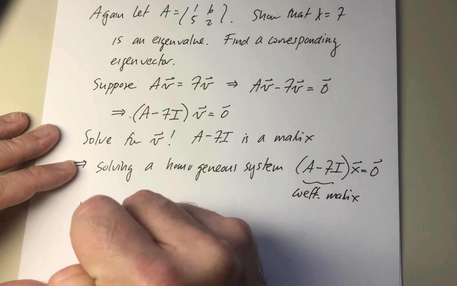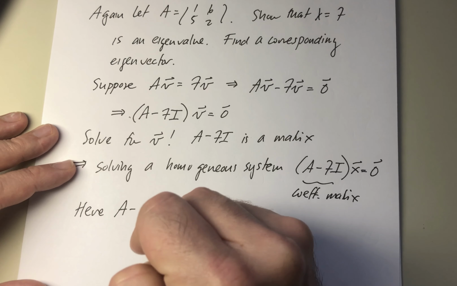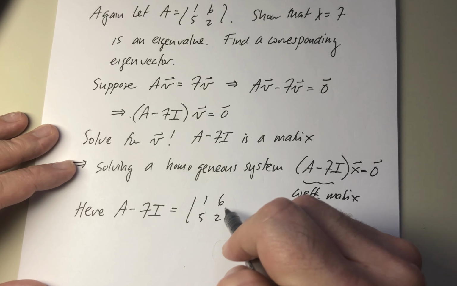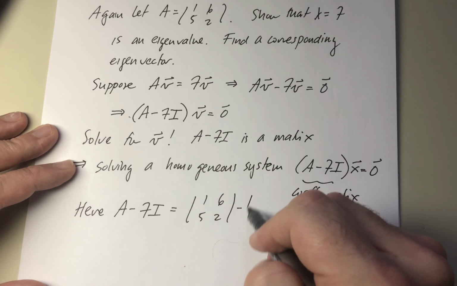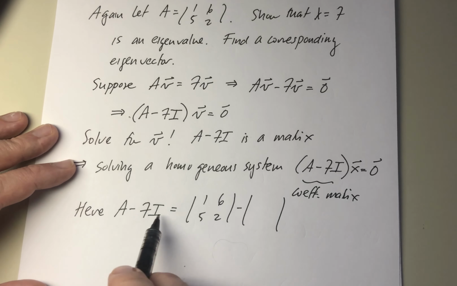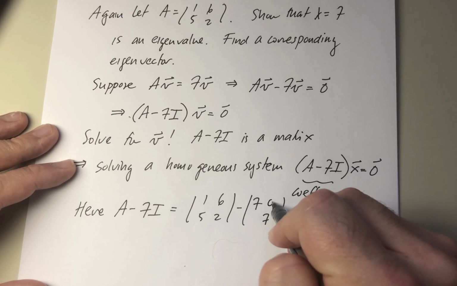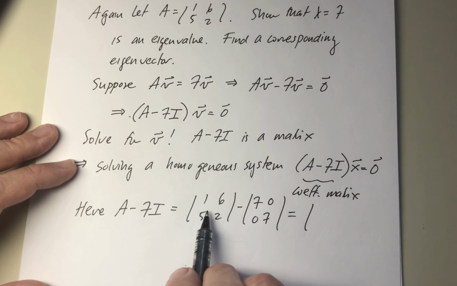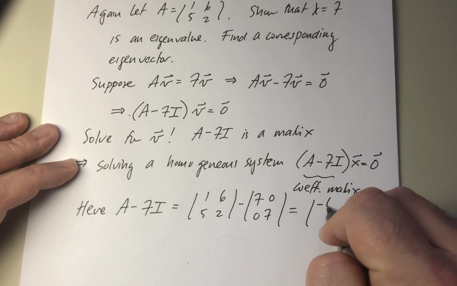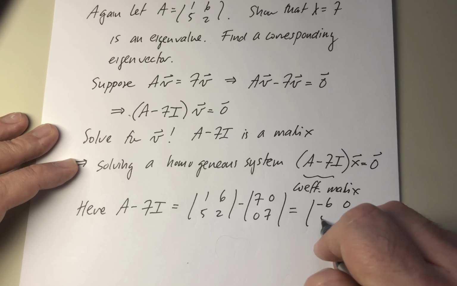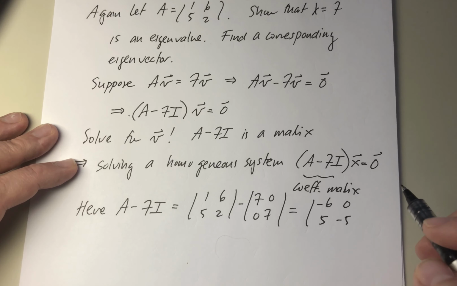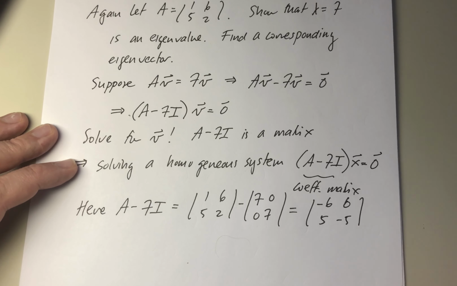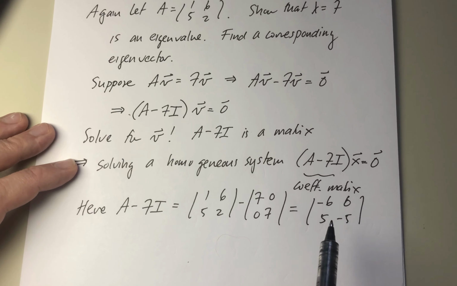In this example, what is A minus 7I? Well, A is up there, it's 1, 5, 6, 2, and 7I is, again, 7 times the identity, so it's 7, 7 on the diagonals. And so what you get, the coefficient matrix, will be, let's see, this is coordinate-wise subtraction: minus 6, 6, 5, minus 5. Okay, and then let's solve.